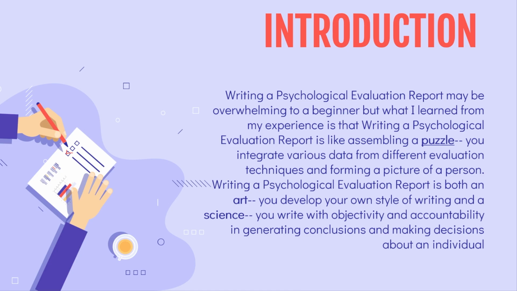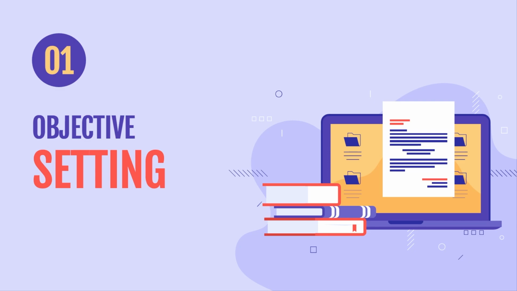So, it's also both an art and a science. I am aware that we have different writing styles, no? It's an art because you can develop your own writing style on how to write a psych report. And at the same time, it's a science because we are objective. We're trying to answer a referral question gani. So, it's both art and science. Tandaan nyo din na. Okay, so let's now have our objectives.